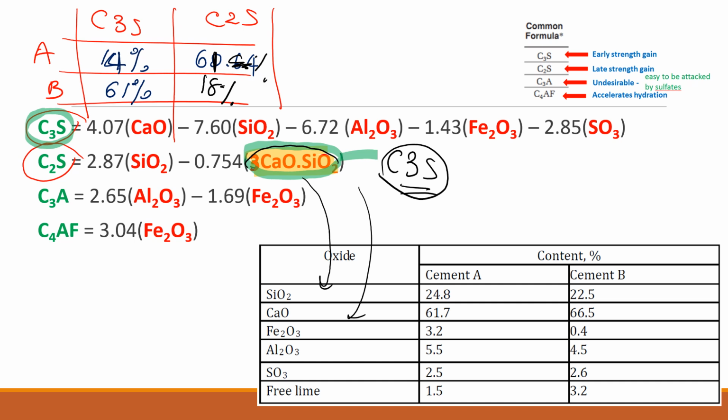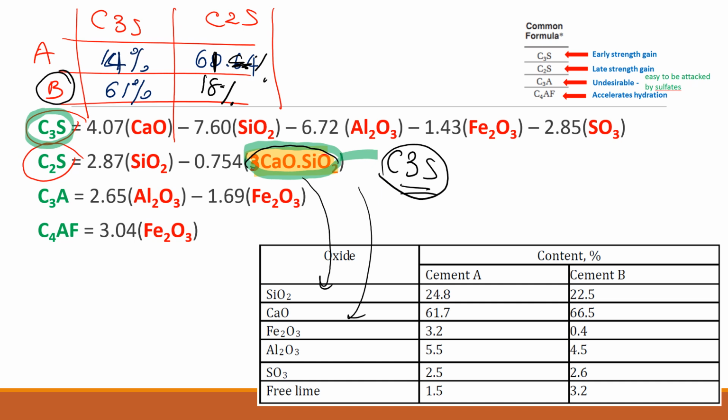Do you all get that? Now can you tell me, in the question they are asking, if we are recommending a cement for early strength gain or repairing a busy highway, we need to select the one among the two which can gain strength quicker. Am I right? Which cement is gaining strength quicker? Which one? B. Yes. Why B? Because it has a higher C3S.